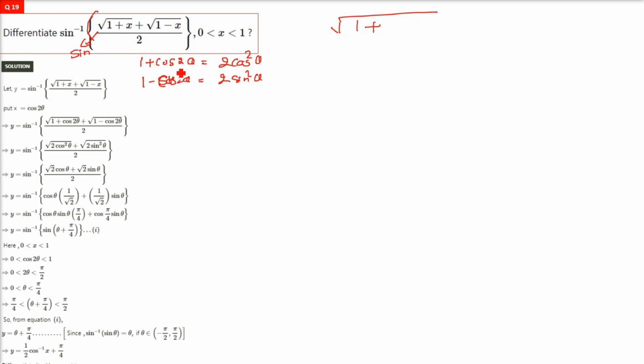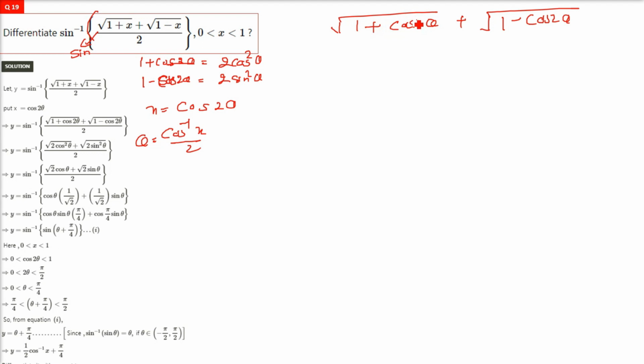So in place of x, replace it by cos 2 theta. 1 plus cos 2 theta, and 1 minus x becomes 1 minus cos 2 theta. So cos inverse x is 2 theta, so theta will be cos inverse x by 2. Essentially, in the later part of this question you have to differentiate cos inverse x by 2. Now 1 plus cos 2 theta and 1 minus cos 2 theta are inside the under root, and let us solve this first.